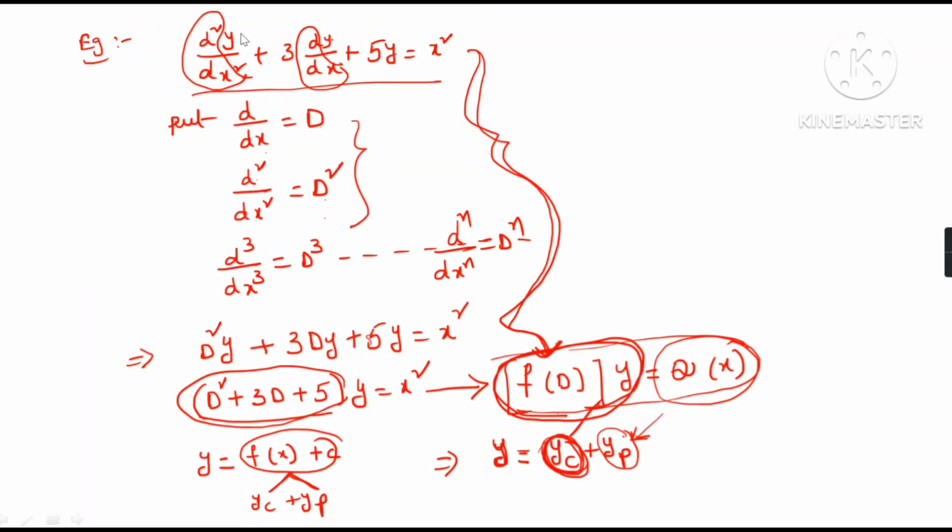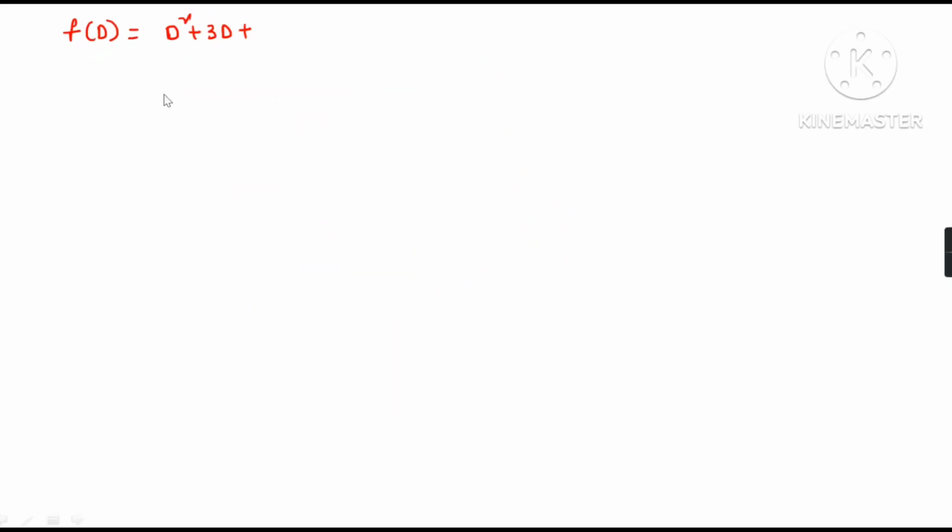By taking f of D here, what is f of D? We get D square plus 3D plus 5. This is f of D only. And Q of x equals x square.